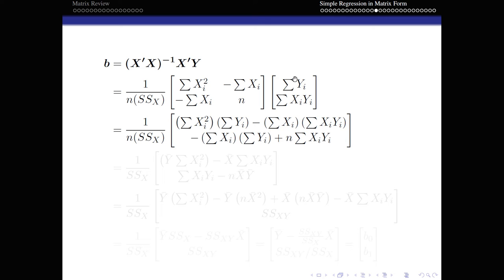Now when we take the next step, that is multiplying these components times this matrix. So for the top left, we take the sum of Y times the sum of X squared, and then we take the sum of X sub I minus the sum of xi, yi times the negative sum of the x's, and we get that next component. For the bottom row, we get the sum of y's times the negative sum of x's, and then we have n times the sum of xi, yi.